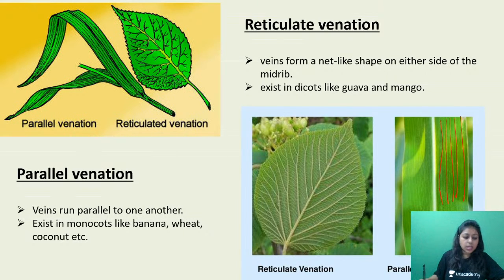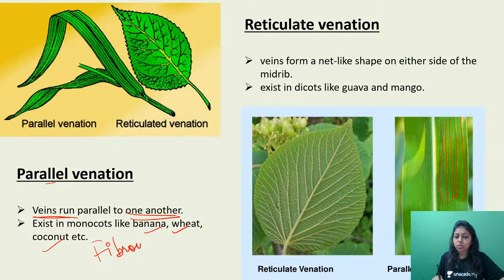Can you see that? So here, that is the parallel venation, veins which run parallel to one another, and they exist in plants like banana, wheat, coconut. And you remember when we spoke about roots, what type of root system do these plants which have parallel venation have? Taproot, or do we have the fibrous root? Right, it is the fibrous roots which we have. They are having fibrous roots.